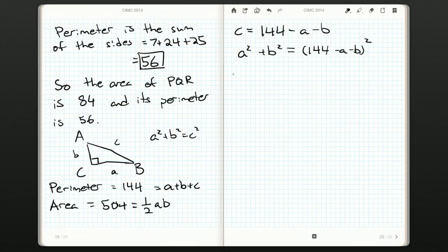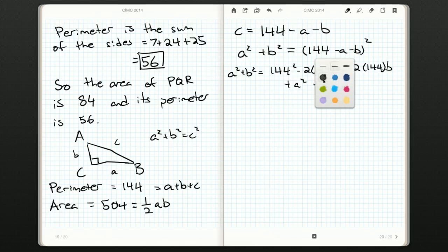Okay? So a squared plus b squared is equal to, now I need 144 squared, minus 2 times 144a, minus 2 times 144b, plus a squared plus b squared, plus, because it'll be minus a times minus b, so plus 2ab. Okay, so that's just by inspection.